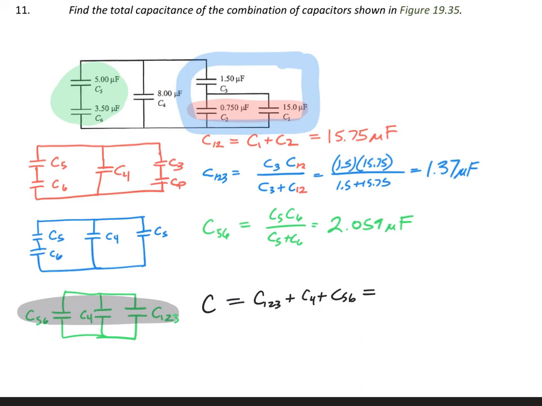15.75, 1.37. Oh, I'm sorry, the 8. So this adds up to 11.4. Because we are adding an 8 to, let's see, 1, 2, 3 was 1.37, and the 5, 6 was 2.059.